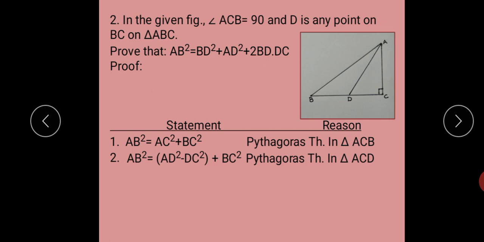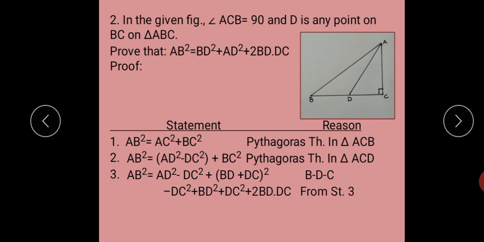Now, if you go again to what is asked to prove, the right hand side has 2 BD into DC. This is of the type 2ab, and 2ab we get in the identity a plus b whole square. So BC can be written as BD plus DC whole square. Yes, we have removed the bracket. We get AD square minus DC square, and that BC square we are writing as BD plus DC whole square. The reason is point D is between B and C.